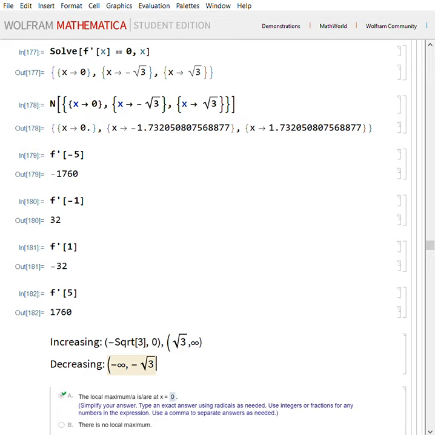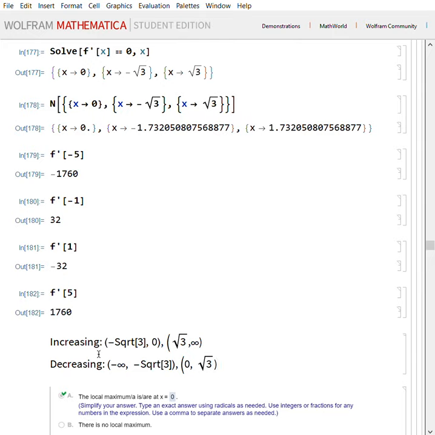square root of 3, and also decreasing between 0 and positive square root of 3, because of this point here, f prime of 1 is negative. So this is your decreasing subinterval.